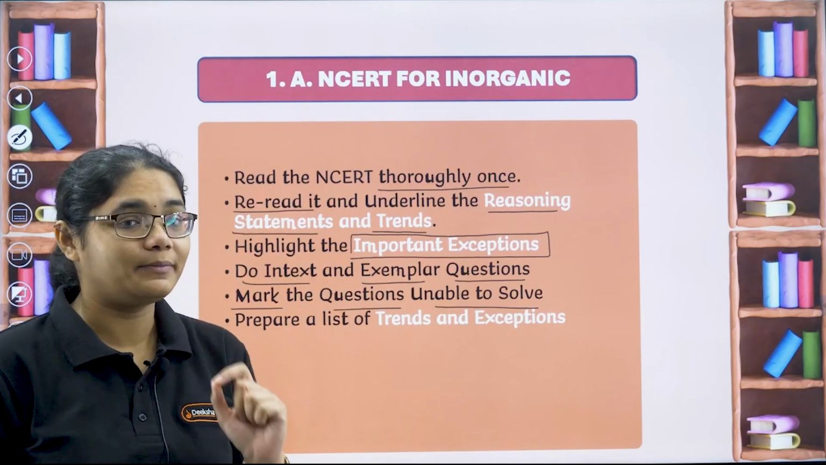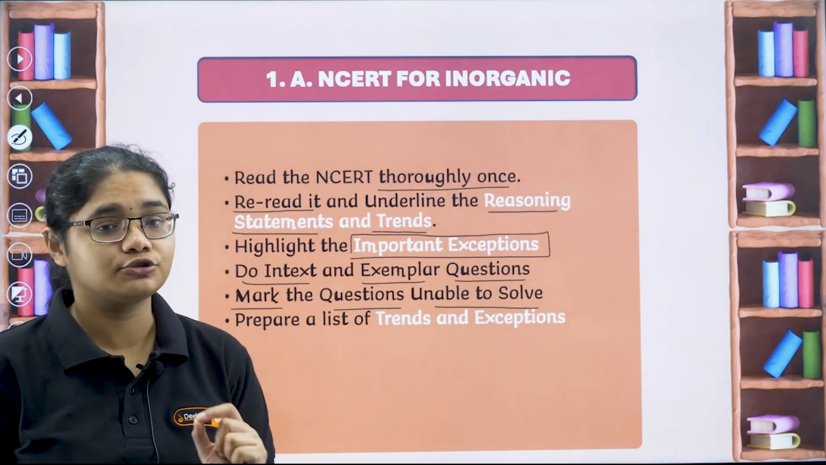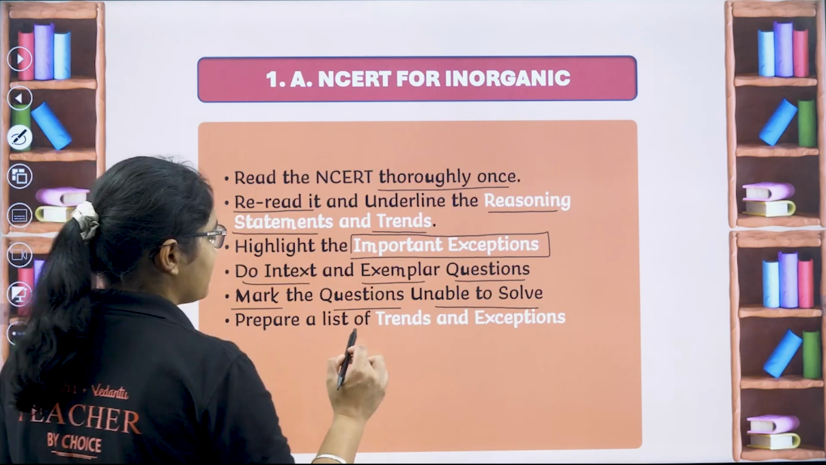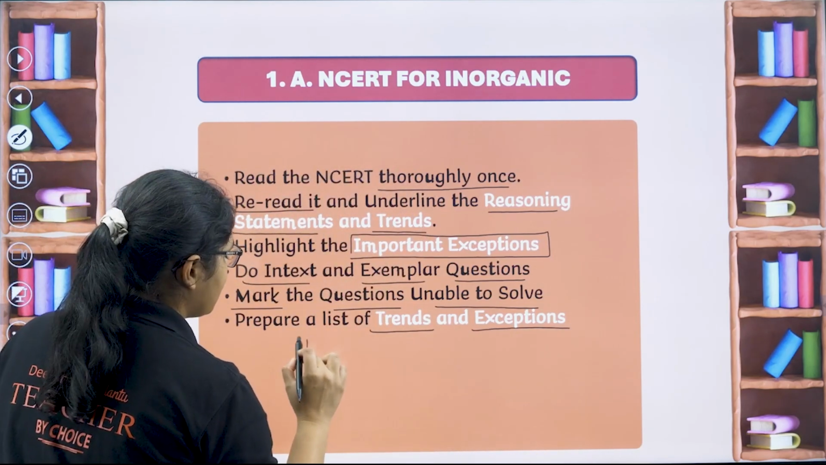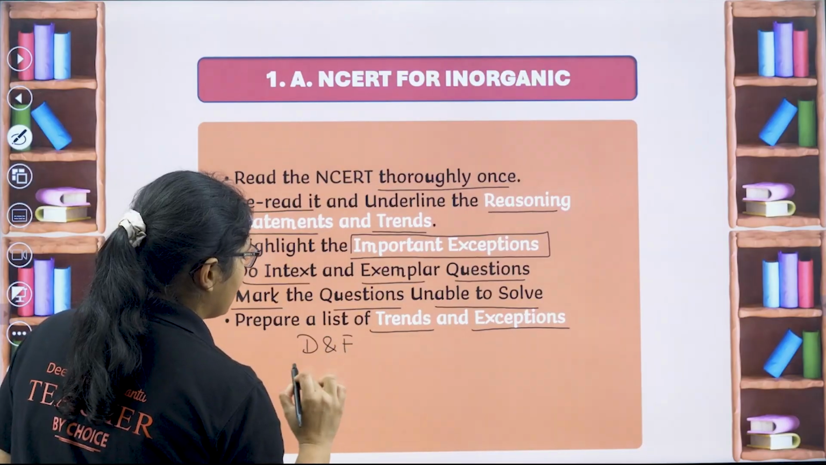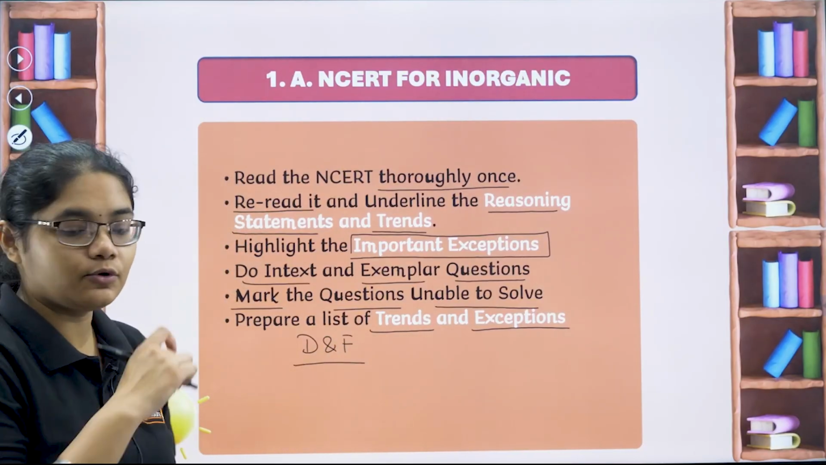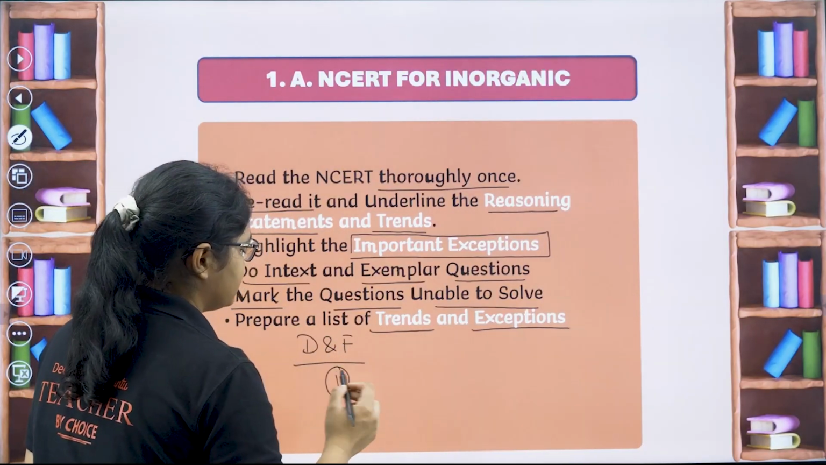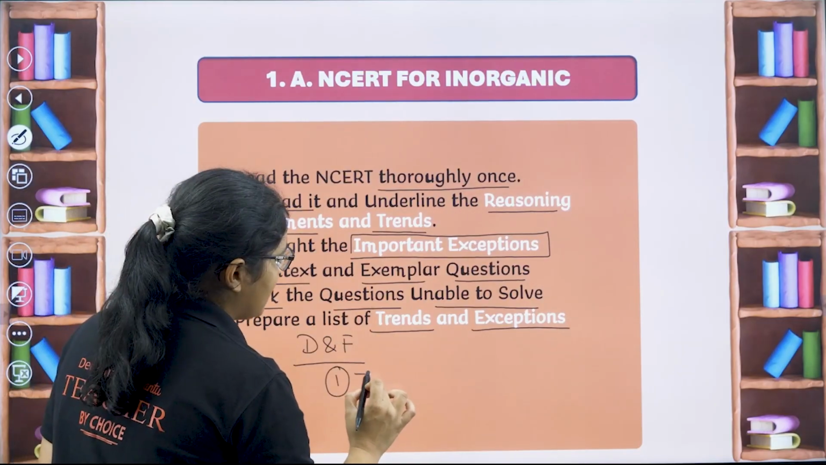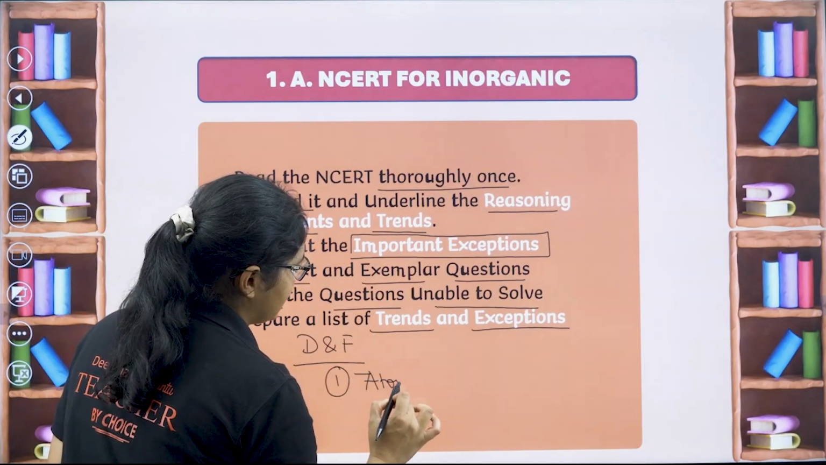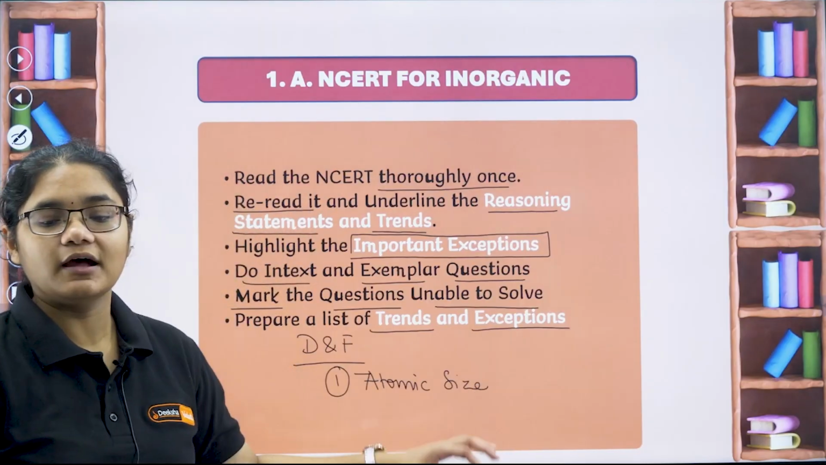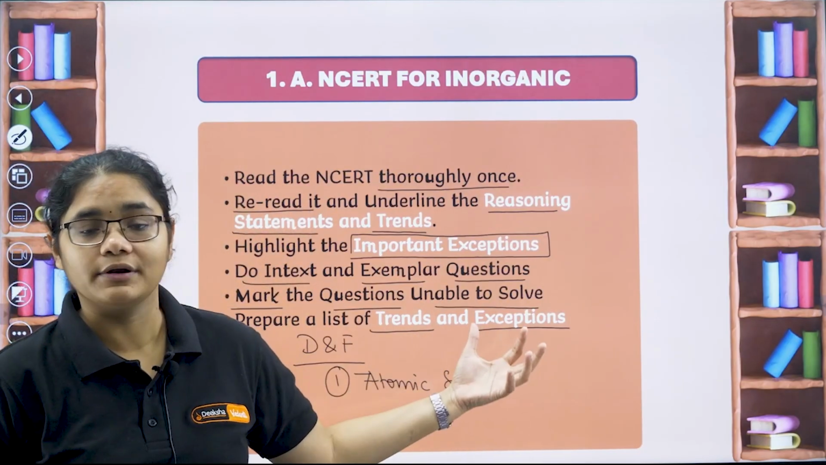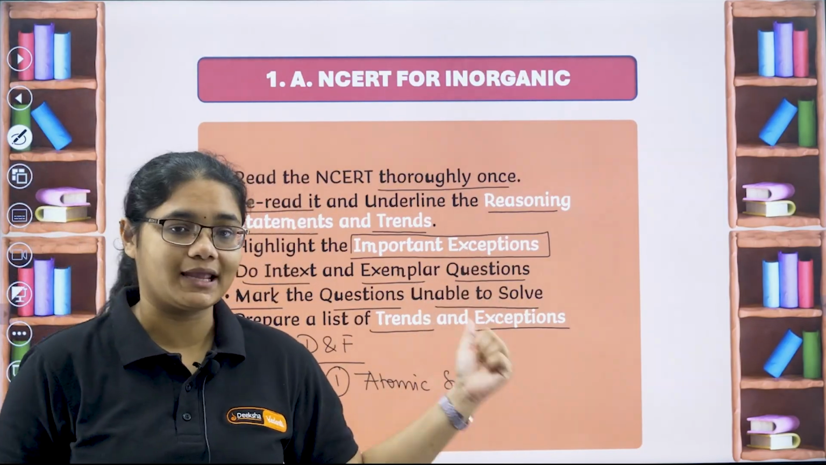Now lastly, how to make short notes and what should be written in short notes. So for making short notes, you have to prepare a list of trends and exceptions. Like for example, if I want to prepare notes of D and F block, okay, so what all things I can do? I will be writing here, the first thing I will be writing is the atomic size, what is the trend in that, right? So like this, you can just maintain the trend. You can note down all the important trends for inorganic chemistry.